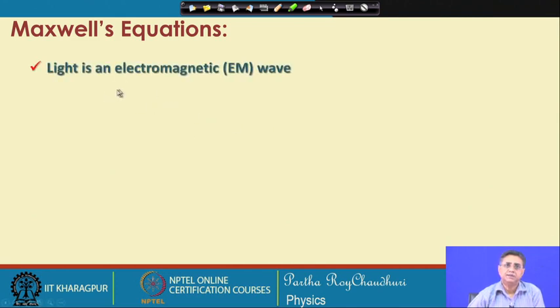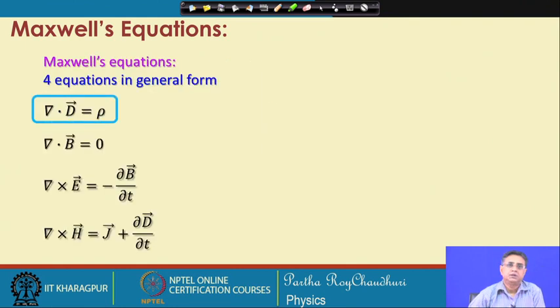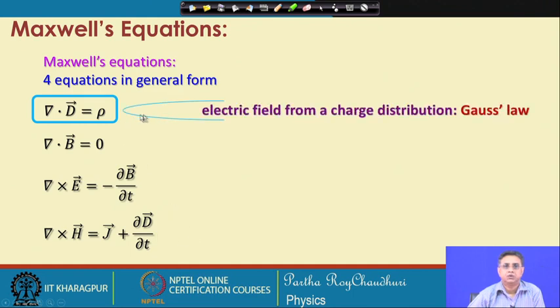So, as you know, light is an electromagnetic wave, and electromagnetic waves are best described by Maxwell's equations, and these equations are based on experimental laws. You know these four Maxwell's equations: del dot D equal to rho, del dot B equal to 0, del cross E equal to minus del B del T, and the last curl equation, del cross H equal to J plus del D del T.